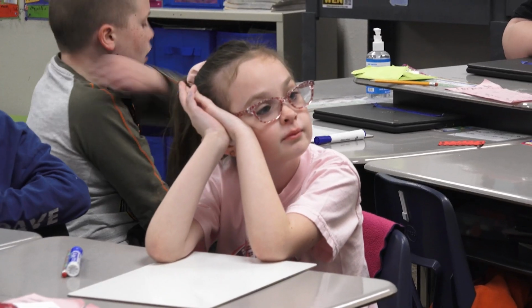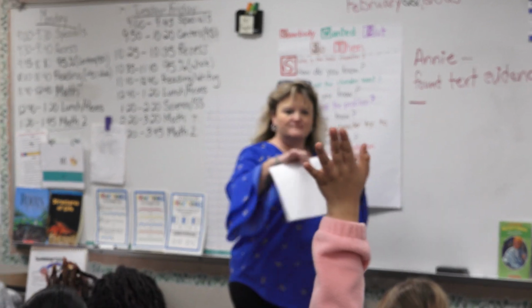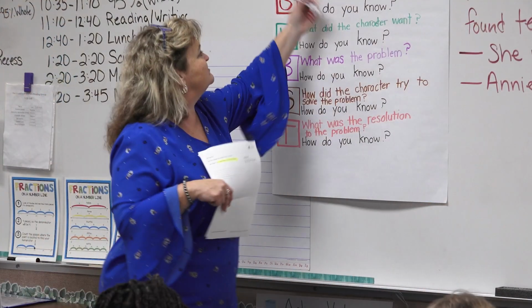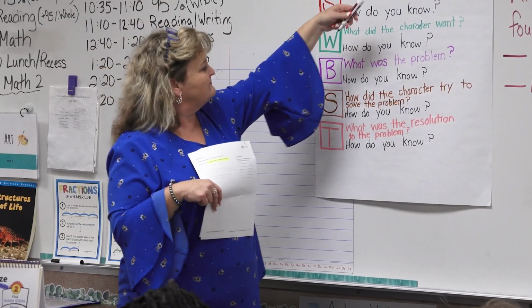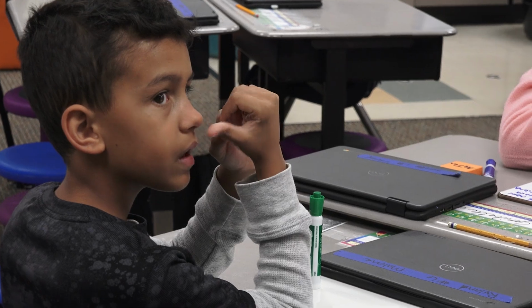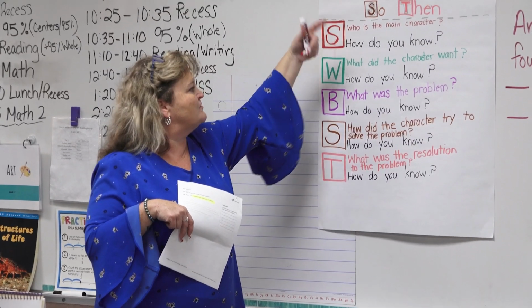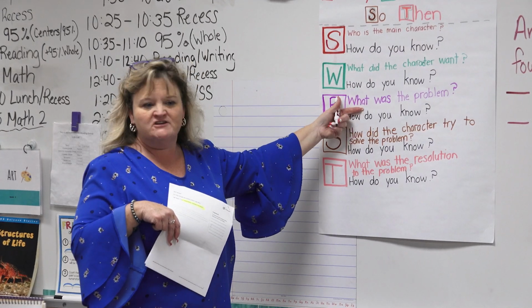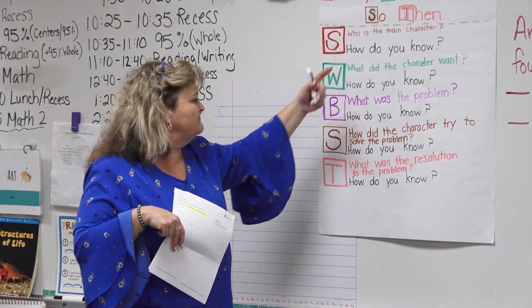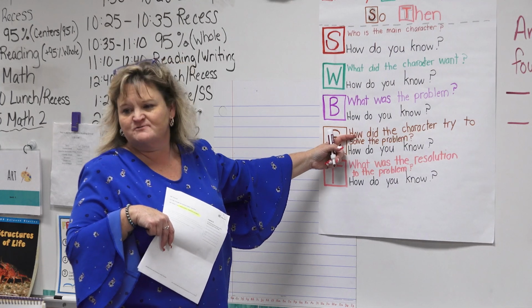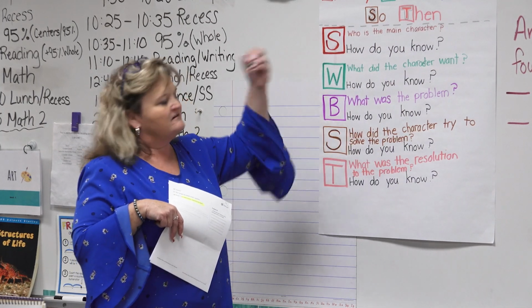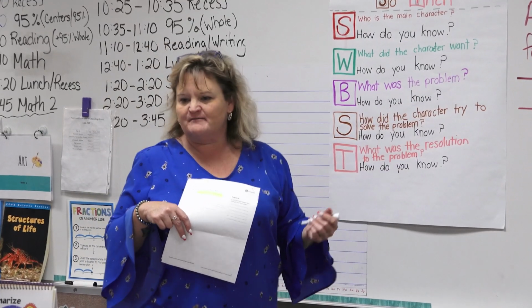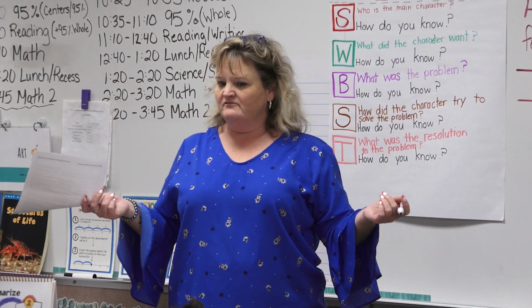What did the character want? Jannabelle? She wanted a kitten, but there was too many to choose. Absolutely. To summarize, once we've gotten all of our evidence out of our text, Annie was a girl that wanted to have a little kitten, but there was too many to choose from at the shelter. How did she think she was going to solve the problem? She was going to take them home, or the big cat. Look at all the kittens, make a decision, and she ended up choosing Sammy because why? She went with her heart.